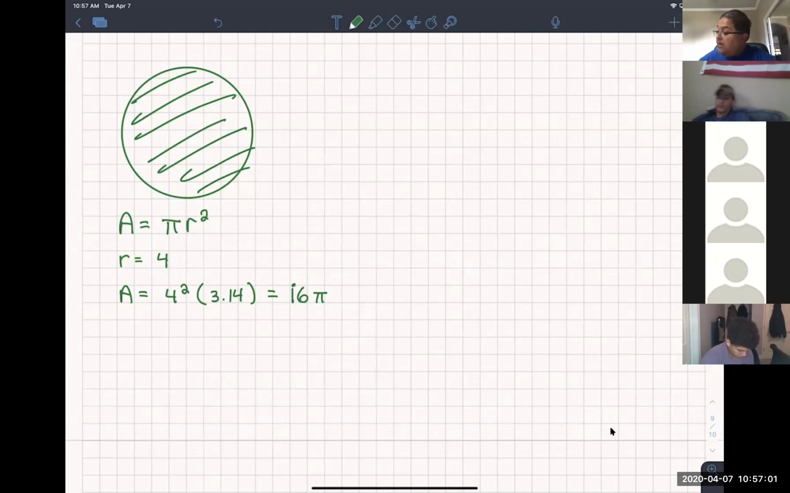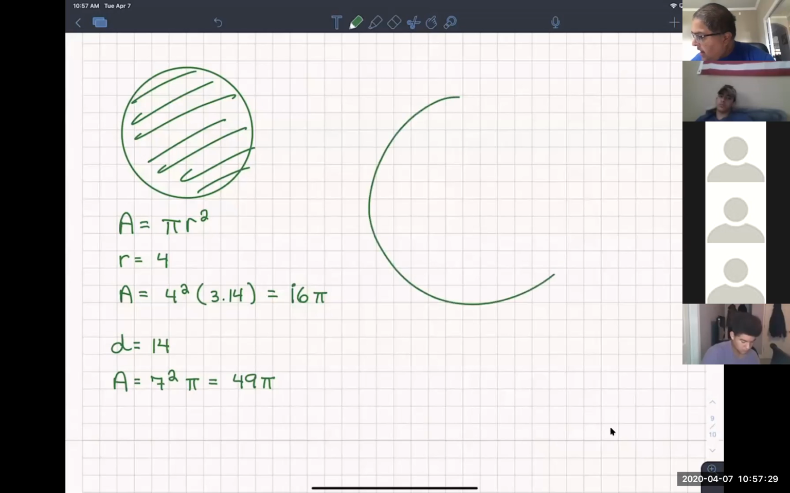Now, if the diameter of the circle is, say, 14, what would the area be? Well, remember the radius is half the diameter, so it'll be 7 squared times pi, which is 21.9, whatever the approximate is.